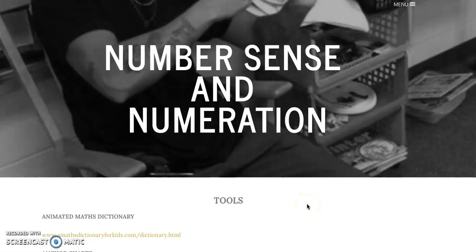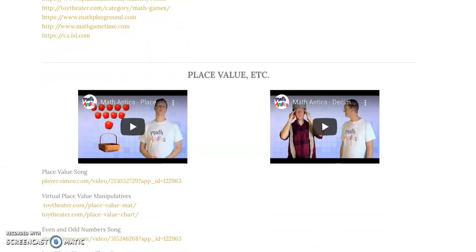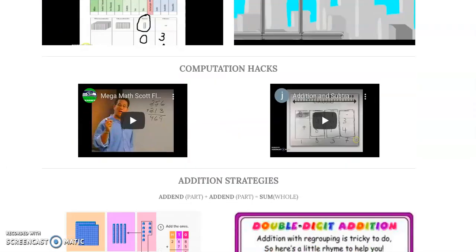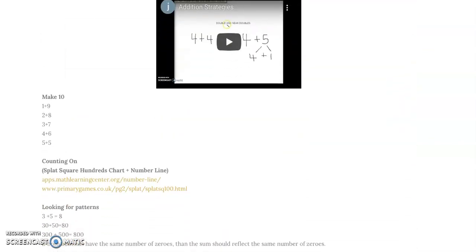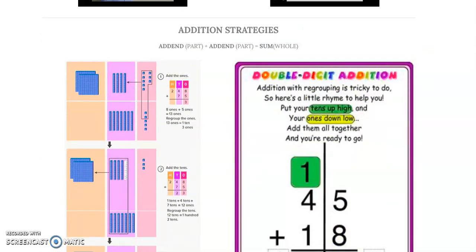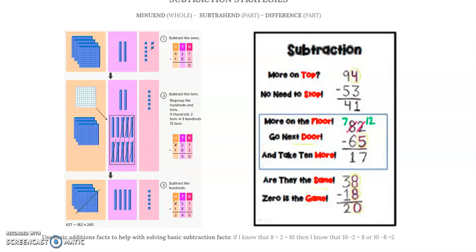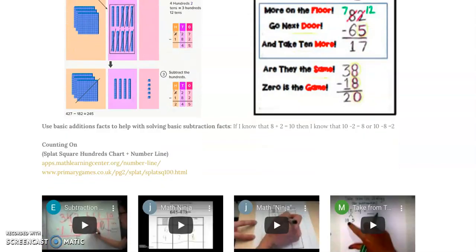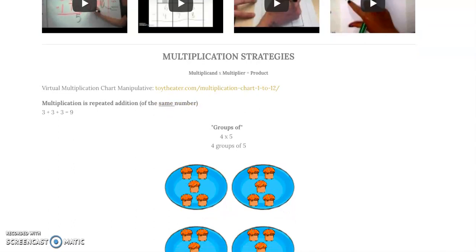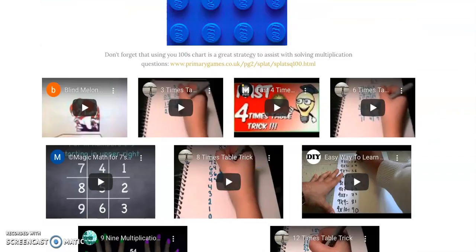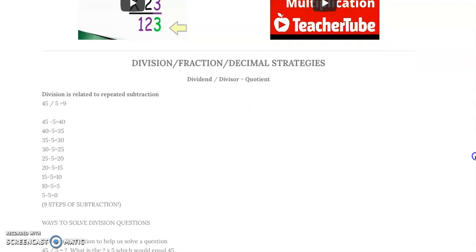Our Number Sense enumeration webpage has plenty of tools to help your child understand multiplication and division. My first suggestion, though, is to spend some time reviewing some of our addition strategies and subtraction strategies prior to embarking on understanding multiplication and division. Why? Well, multiplication is, in fact, repeated addition of the same number, and division happens to be repeated subtraction of the same number.